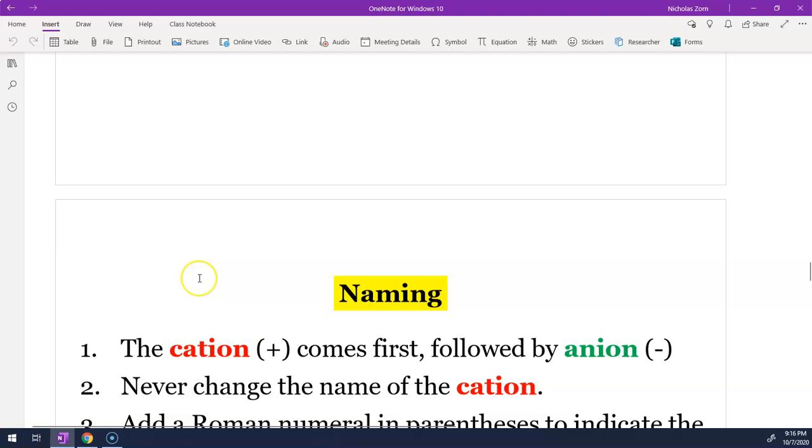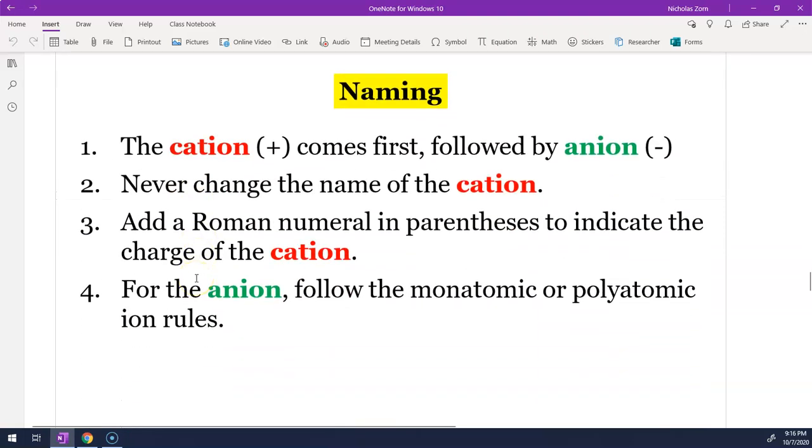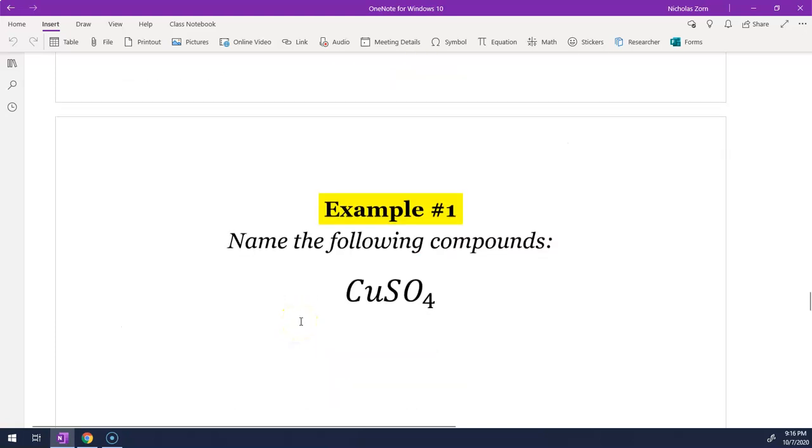All right, now let's do the opposite. So now we're going to do some naming. Just like before, the cation comes first, followed by the anion. We are never, ever going to change the name of the cation. We're going to add Roman numerals in parentheses to indicate the charge of the cation. And then finally, for the anion, we're going to follow the monatomic or polyatomic ion rules. So let's do some examples.